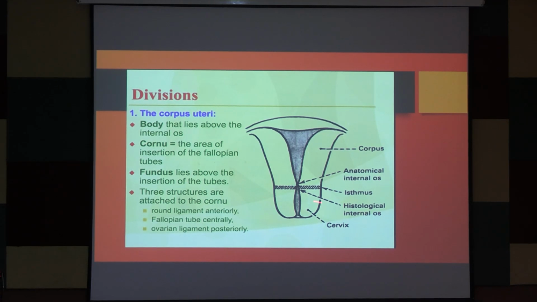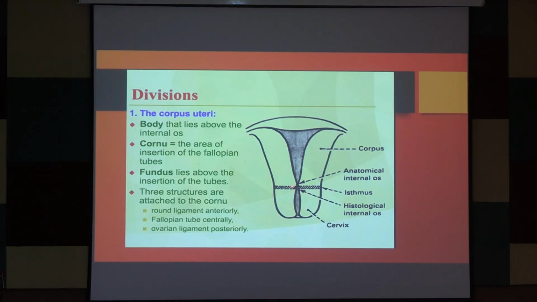So here is another term, histological internal os. This is the anatomical internal os. If you pass an instrument here, you will find a resistance because there is an internal sphincter of the cervix. So this is the external os, this is the internal os, and you will feel a resistance. Thereby you know the length of the cervix. The length of the cervix may be increased in certain conditions. It may be congenitally long. That will be known by the internal os.